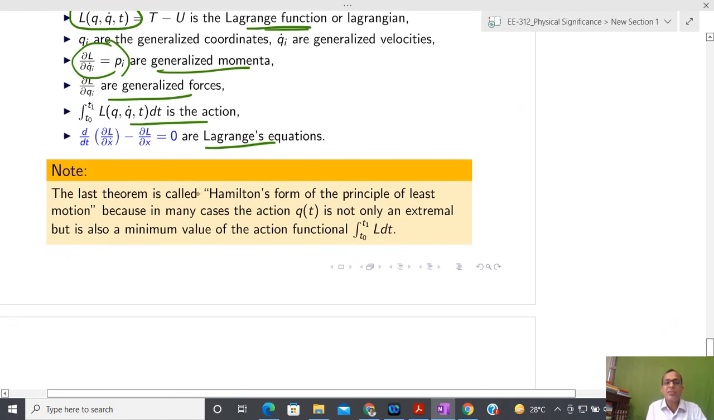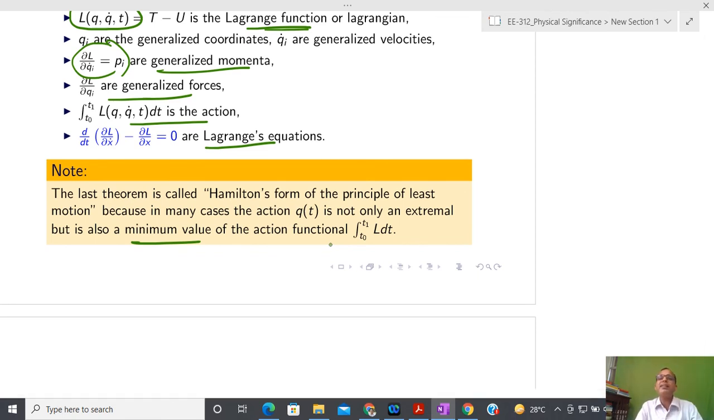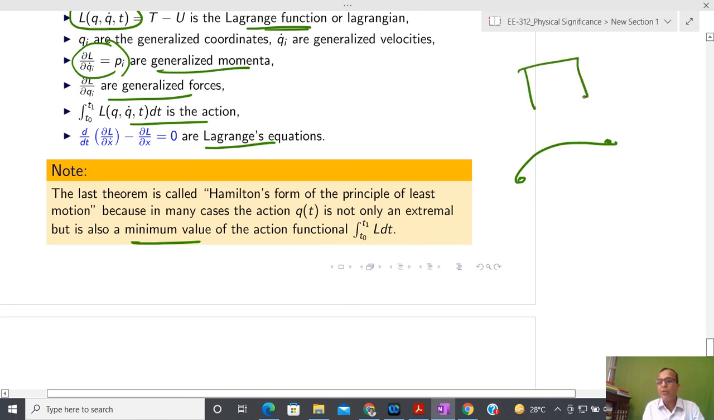So the last theorem is called the Hamiltonian form of the principle of least action, because in many cases the action is not only an extremal but also a minimal. Extremal means maximum or minimum. So how is nature basically evolving? It tries to minimize the action functional. What is the meaning of action functional? That is the difference between kinetic energy and potential energy. So in the mathematical model, we now know that a physical system tries to minimize the action functional, and the action functional is defined as kinetic energy minus potential energy.